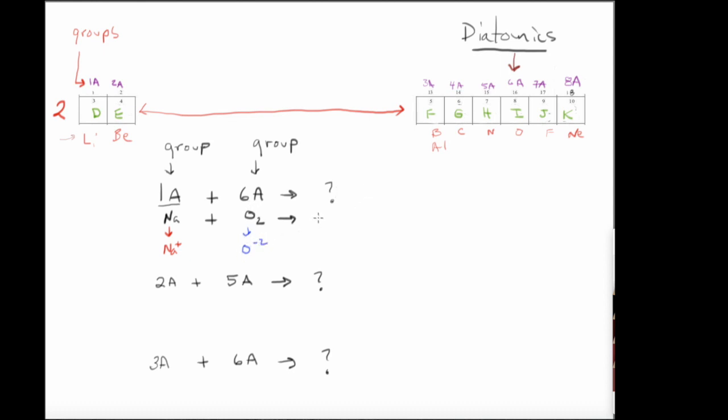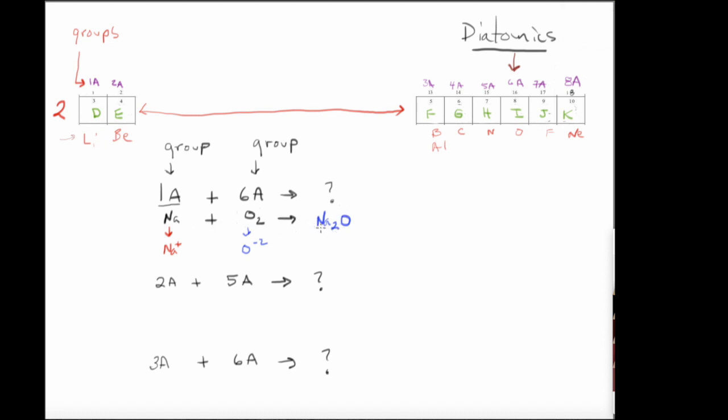So the product over here is going to look like this. It's going to be Na, and we need 2 of them, right? Because this is +1 and this is -2, and we need 2 Na+ to neutralize the -2. So this is going to be Na2O.